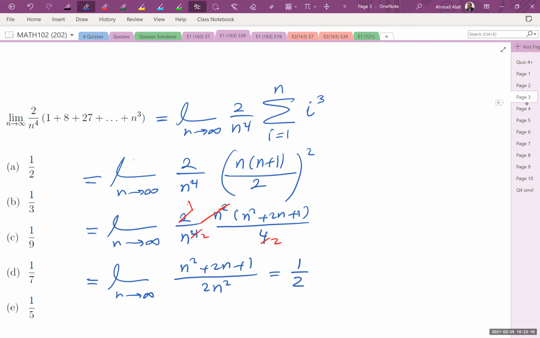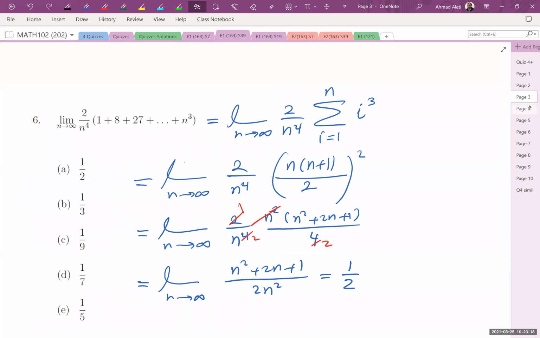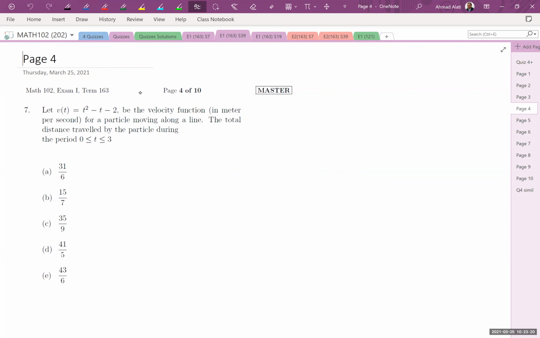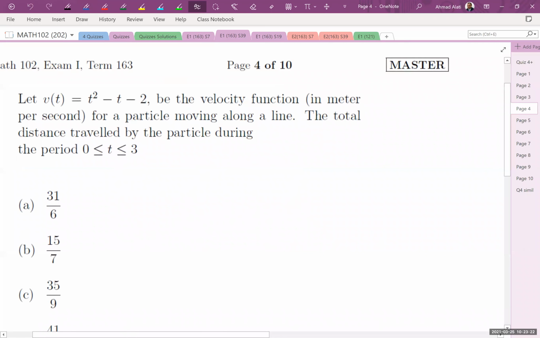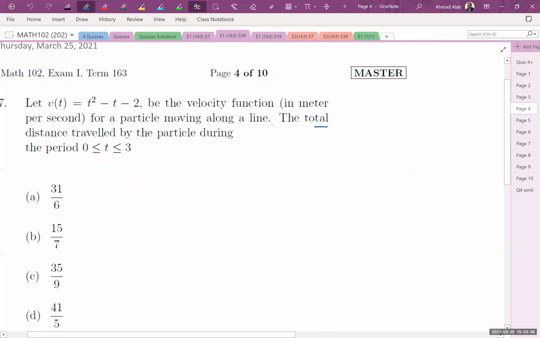Let's go to the next page. In this page, we have the velocity function, and we need to find the total distance traveled in this interval. Let's denote the total distance traveled. It equals what? What is the total? The integral of the velocity.